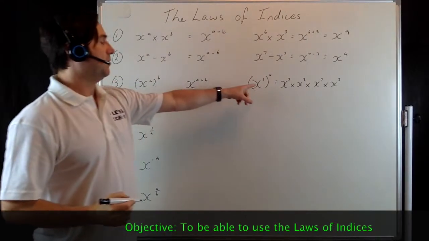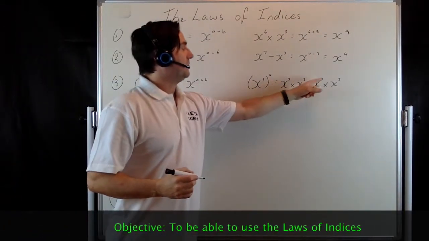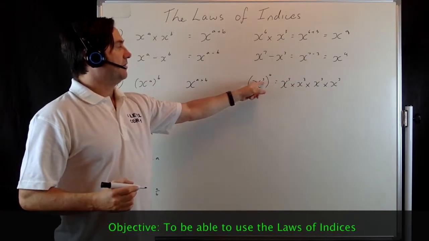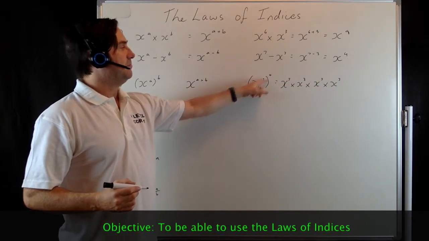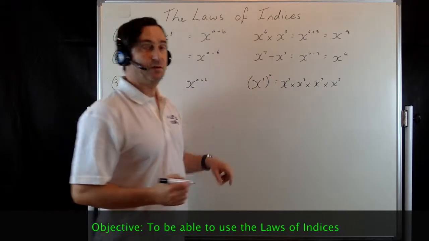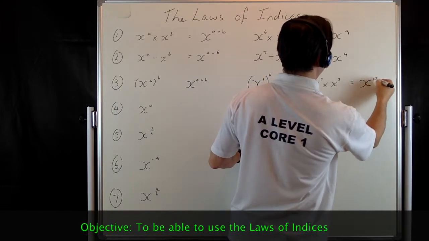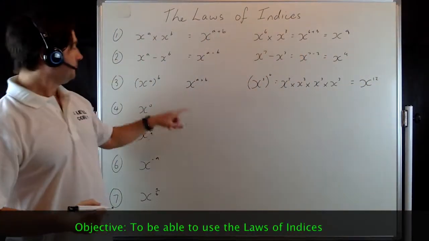So if you have a look at what we're doing there, this is basically the multiplication law. Add all those together, you get 12. But you can clearly see here, if you multiply these indices here, that's going to give you 12 anyway. A lot quicker way of doing it. So that's x to the 12.